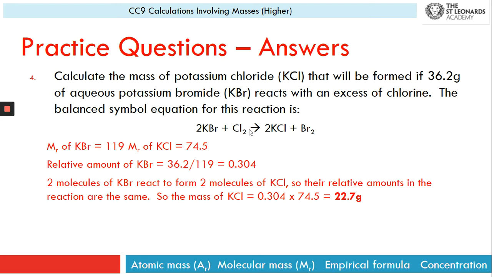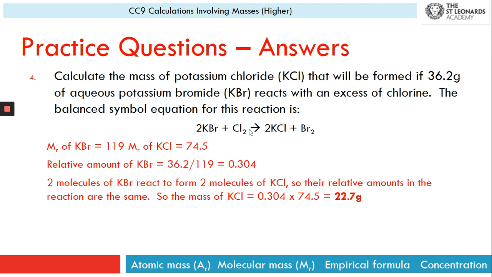Question 4. That's where it starts to get a bit more in depth. Calculate the mass of potassium chloride that will be formed if 36.2 grams of aqueous potassium bromide reacts with an excess of chlorine. The balanced symbol equation for the reaction is there. Okay, so the first thing we need to do is work out the relative formula masses of both potassium bromide and potassium chloride.